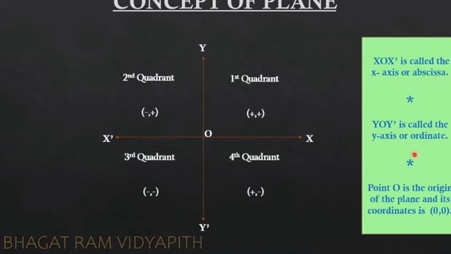An abscissa and an ordinate when they come together make a coordinate. The point O is the origin of the plane and its coordinates are 0 and 0. So always remember, the intersection of the x and y axis is O, and the coordinates of this point O here are 0 and 0.